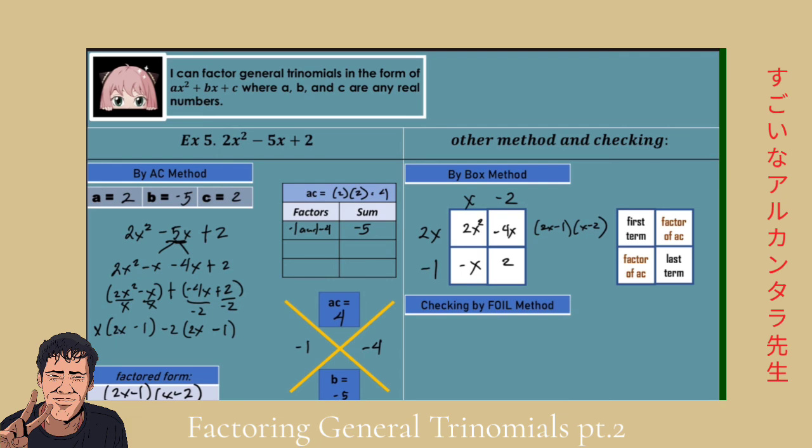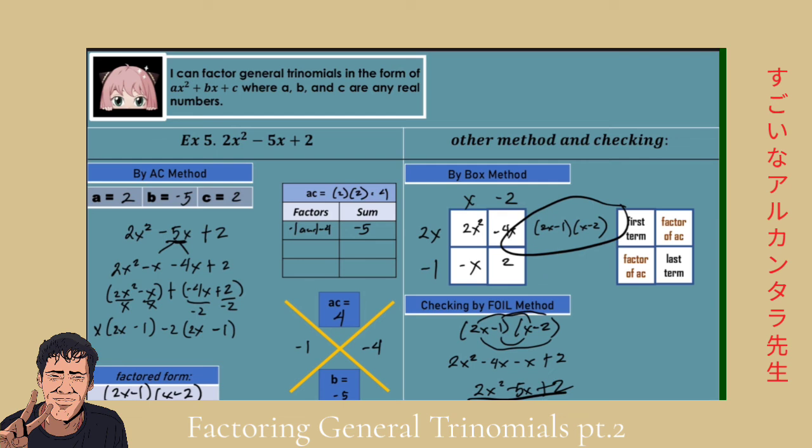So we arrive at the same answer. You may do checking by the FOIL method if you want to. You will get 2x squared for the first terms. For the outer terms, you'll get -4x. For the inner terms, you'll get -x. And for the last terms, you'll get +2. So this is 2x squared minus 5x plus 2. Therefore, our factored form is correct since we arrive at the given trinomial.